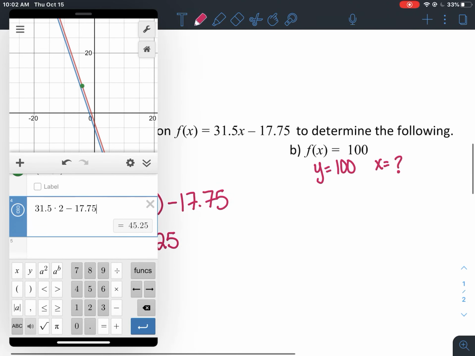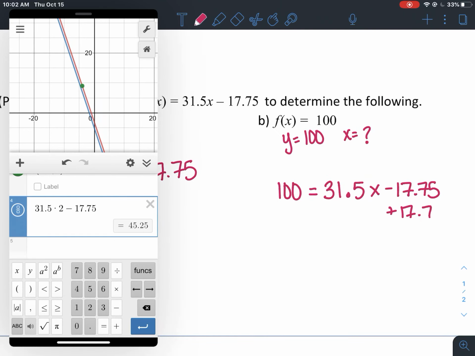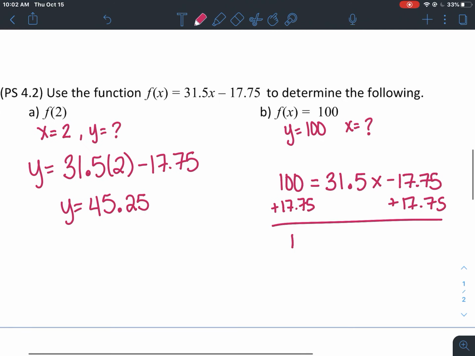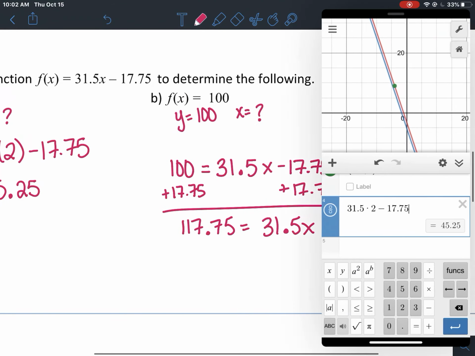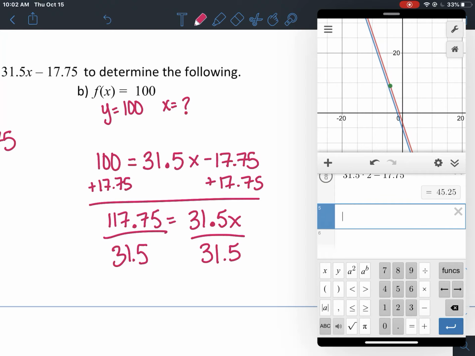When y equals 100, or f of x equals 100, we'll go 100 equals 31.5x minus 17.75. So we'll do the math. We'll add 17.75 to both sides. Get 117.75 equals 31.5x. And we'll divide by 31.5 on both sides. And type that into our calculator.